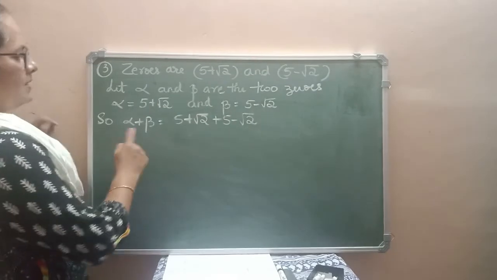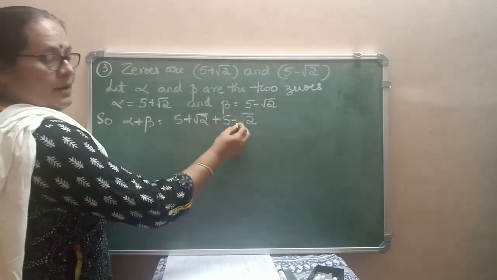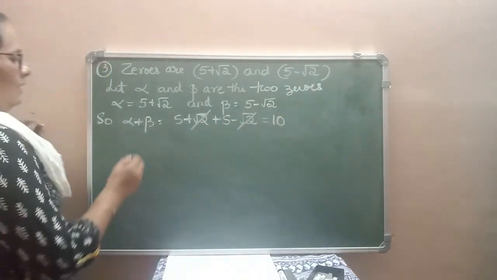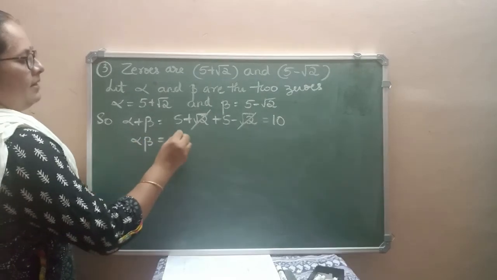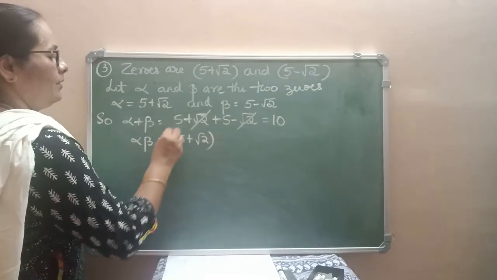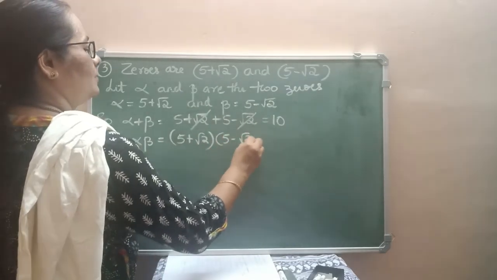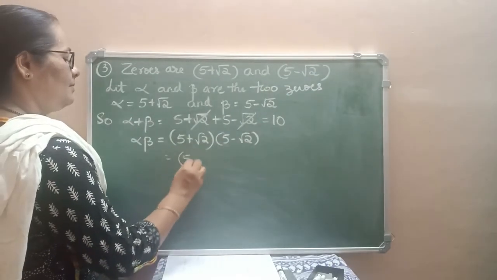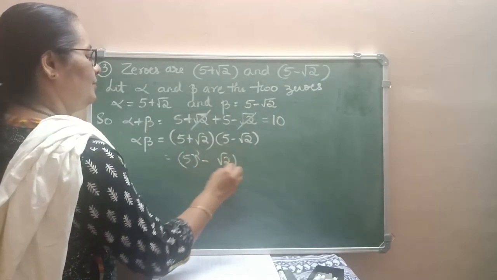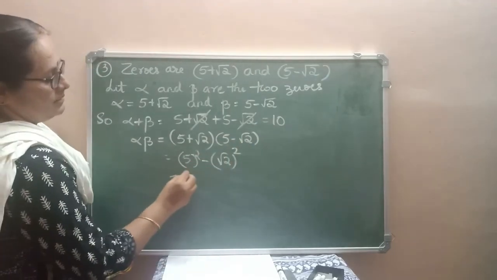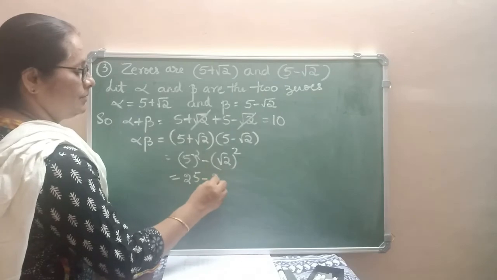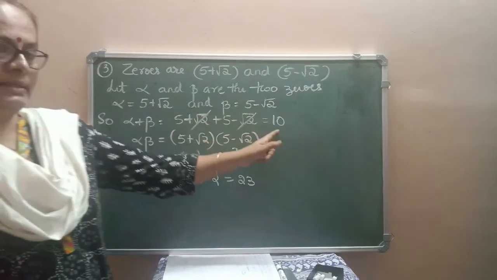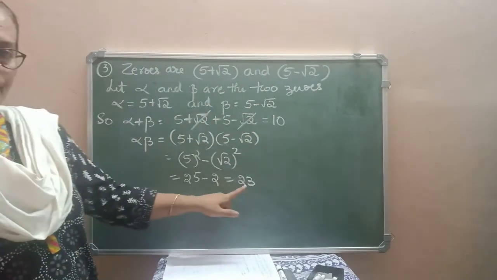So alpha plus beta is what? 5 plus root 2 plus 5 minus root 2. So plus root 2 minus root 2 cancel, you will get 10. Then product of the zeros alpha beta, that is 5 plus root 2 into 5 minus root 2. So that is 5 square minus root 2 square. So 5 square is 25, root 2 square is 2, which is 23. So alpha plus beta is 10, alpha beta equals 23.